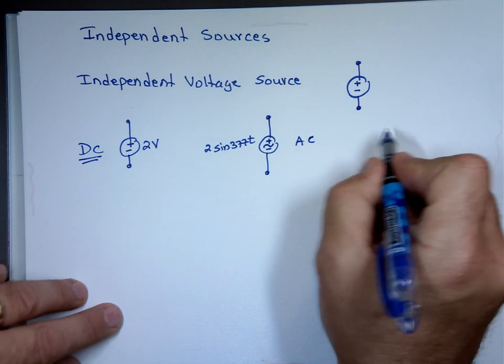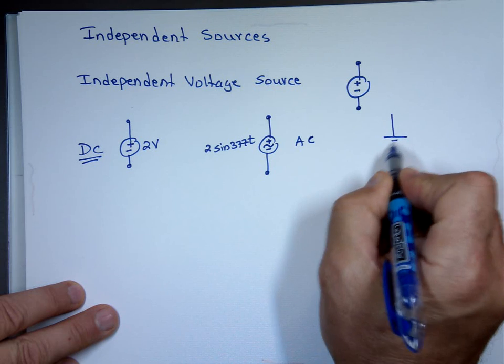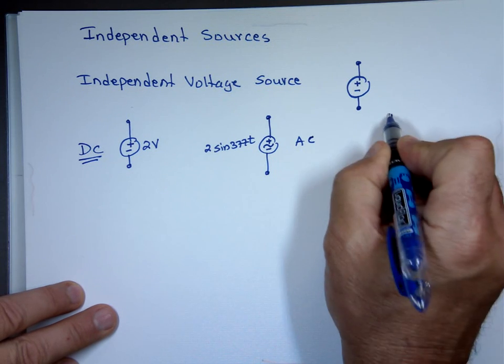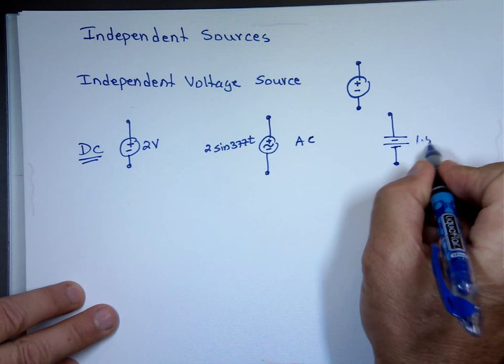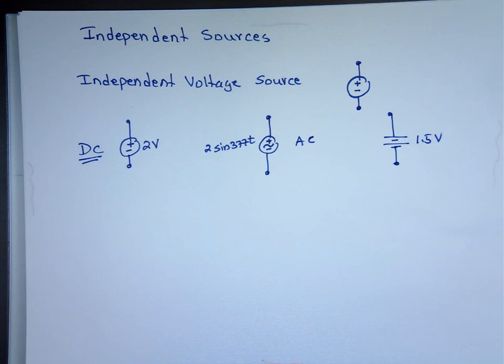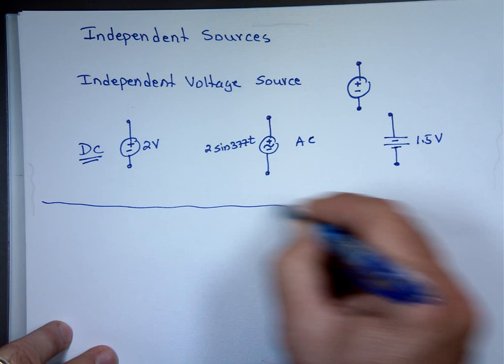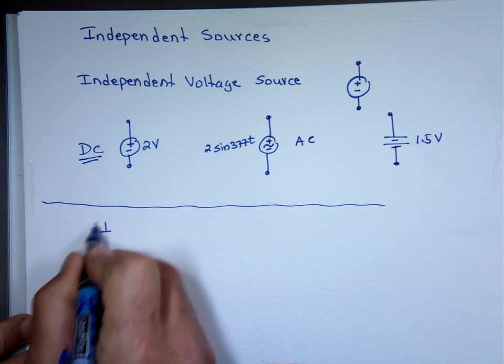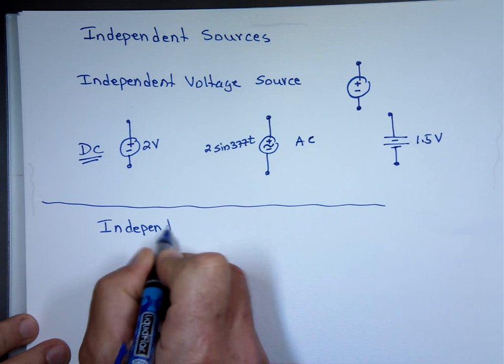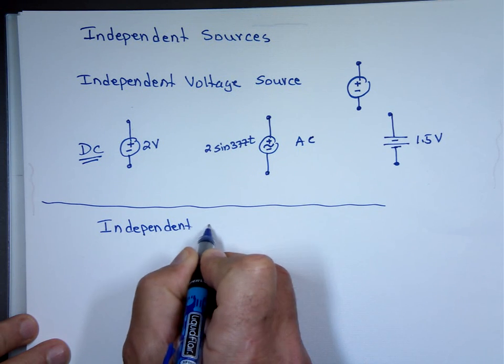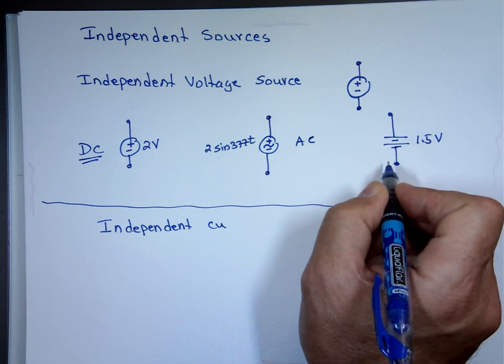If it's a battery, a lot of times we draw the battery like this. And we treat that as an independent source with a constant value, say 1.5 volts. So these are the symbols that we use for an independent voltage source. Now, independent current source. What did you say the last one was used for? Like a battery. Yep.